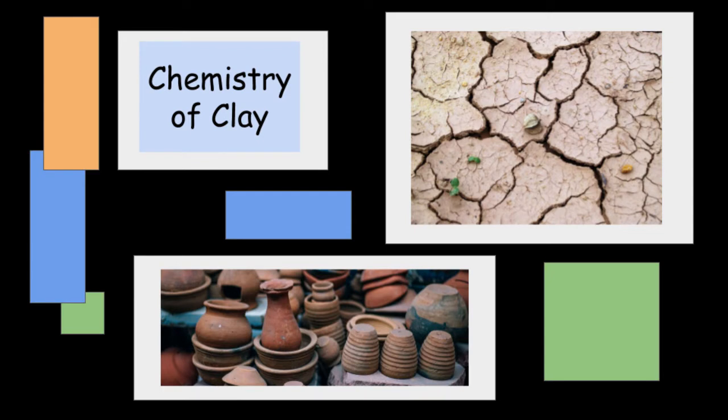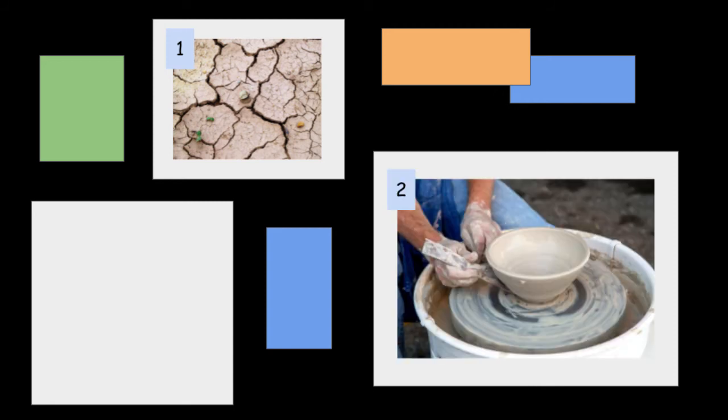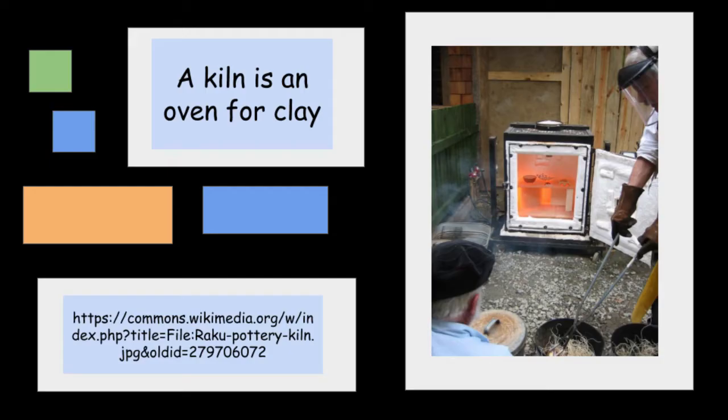I'm guessing you still have one big question about clay, and that is, how does clay that starts out looking like mud become a beautiful bowl or pot or tile? After clay is cleaned and separated from the earth, it is shaped, and then it's put into a kiln. A kiln is an oven that goes to very high temperatures, much higher than your kitchen oven.